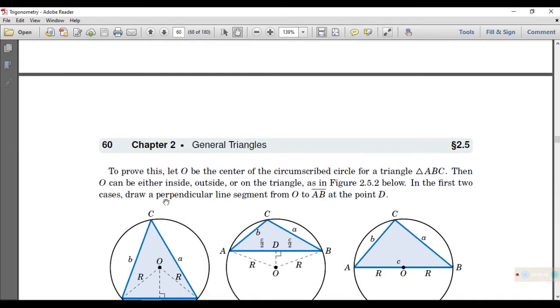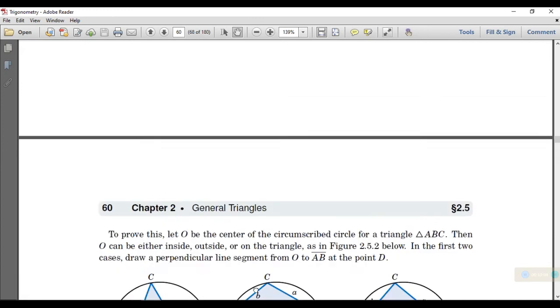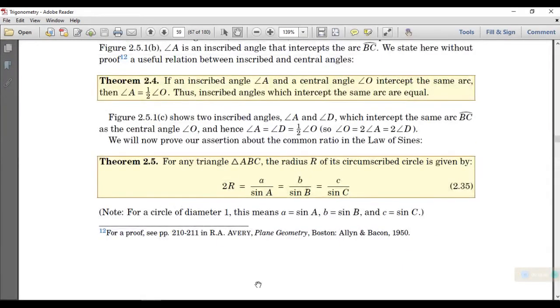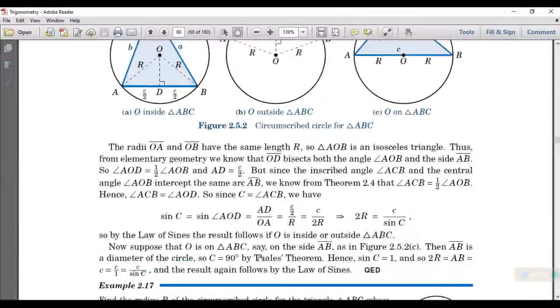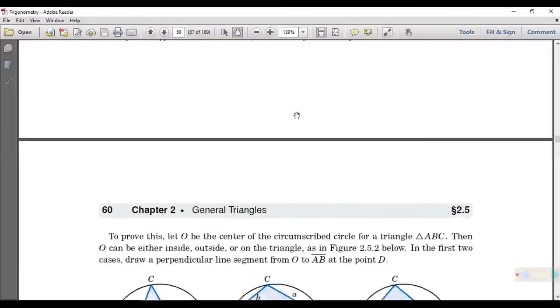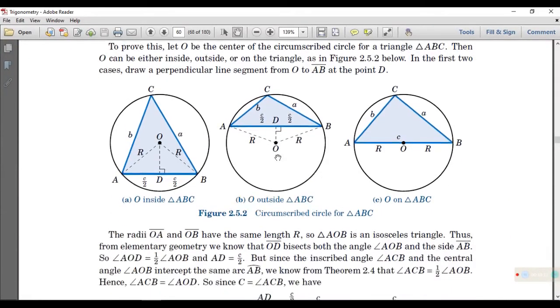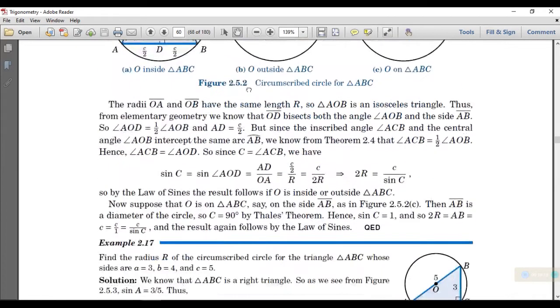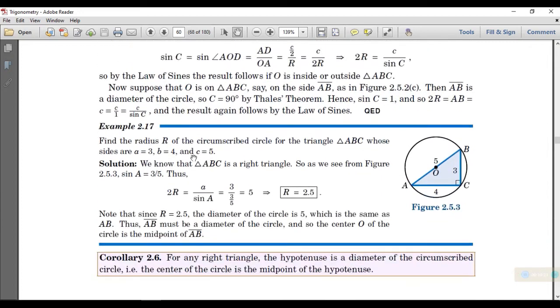Ayan. So, to prove this, let O be the center of the circumscribed circle. Meron tayong proving na given dito, but I will not tackle this. Magsasettle na lang tayo dun sa mga given na formula and how they are applied. So, if you want to see the complete proof, feel free to read from this paragraph, hanggang dito sa dulo, before tayo magpunta dun sa example. So, move na tayo dun sa example.